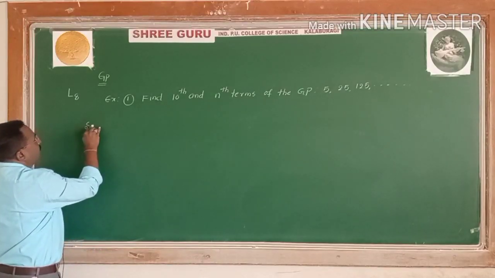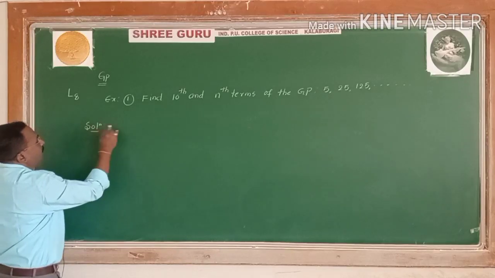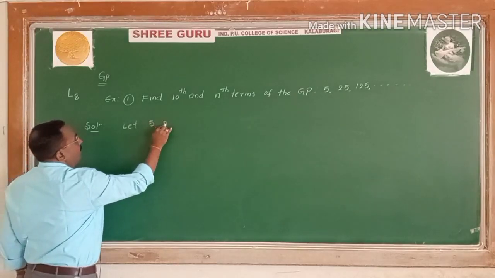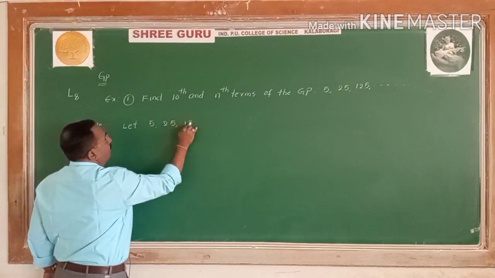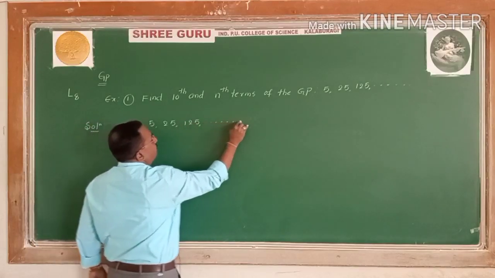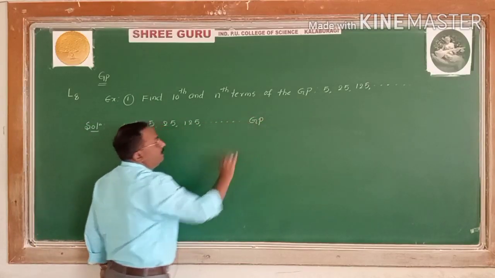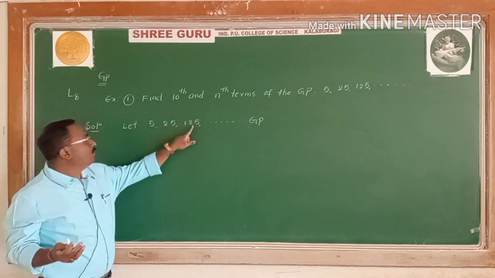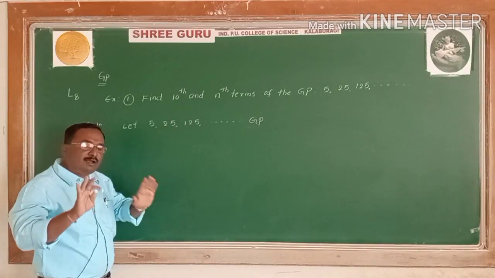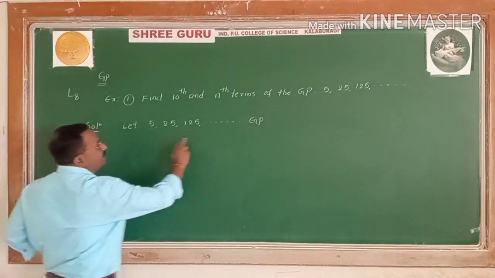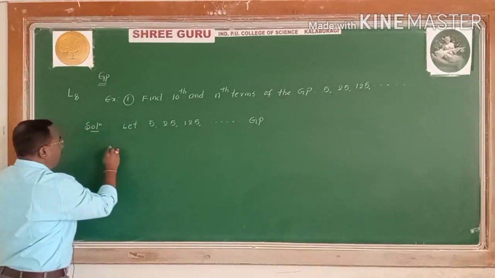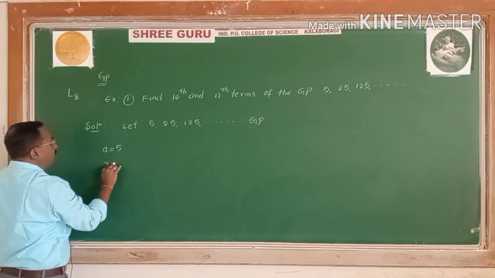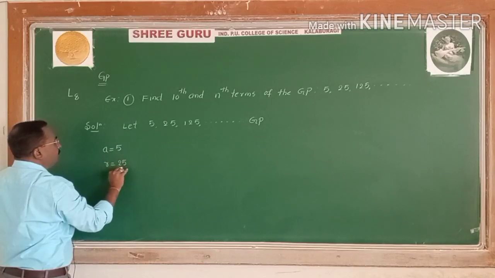Solution. Let the given 5, 25, 125 be in GP? Yes, because 25 by 5 is 5, 125 by 25 is 5. The common ratio is the same. Definitely this is in the form of GP. If it is GP, here A is what? A is equal to 5. Common ratio r is 25 by 5, which is 5.